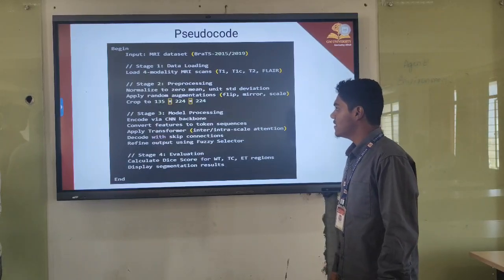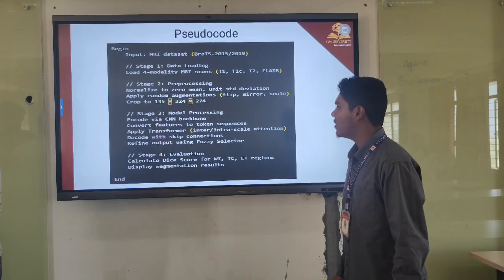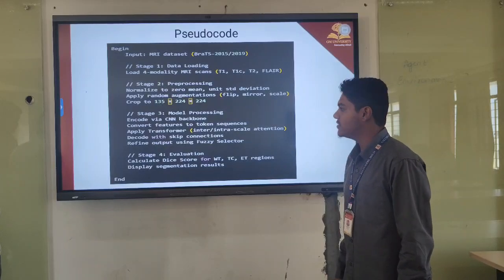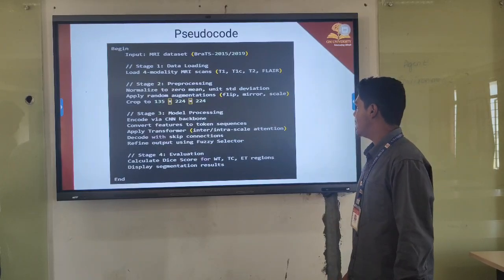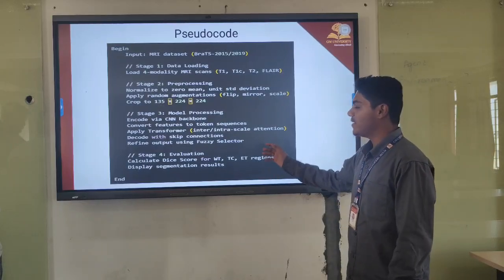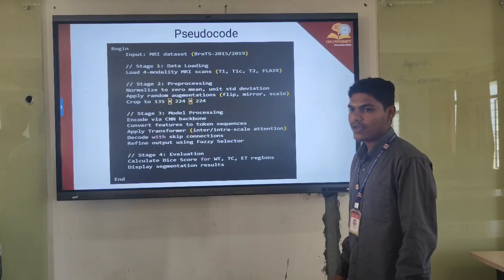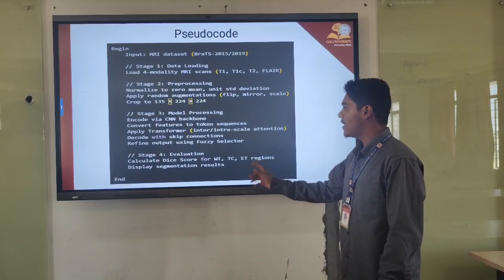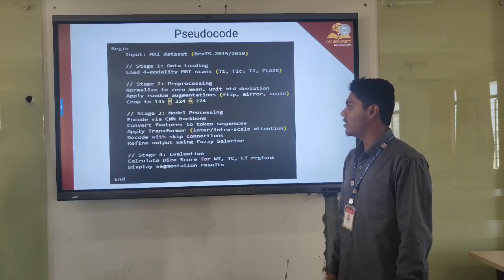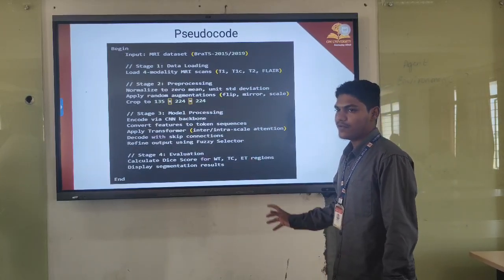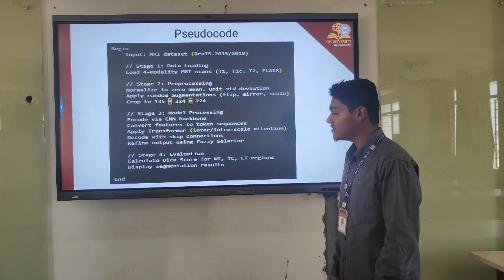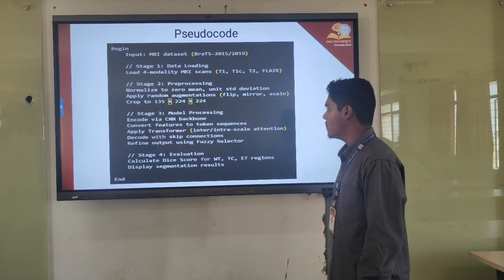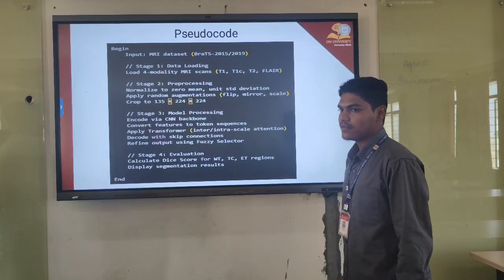Stage 2, pre-processing. Here the data is prepared for the model. Normalize to zero mean and unit standard deviation, which means normalizing the MRI intensity. Apply random augmentation like flip, mirror and scaling. Augmentation is a technique to increase the size of the data for a better learning process, like flipping, mirroring and scaling. Crop to a fixed size like 155 by 224 by 224. It is a fixed size. It is done to reduce the memory usage and improve the data.